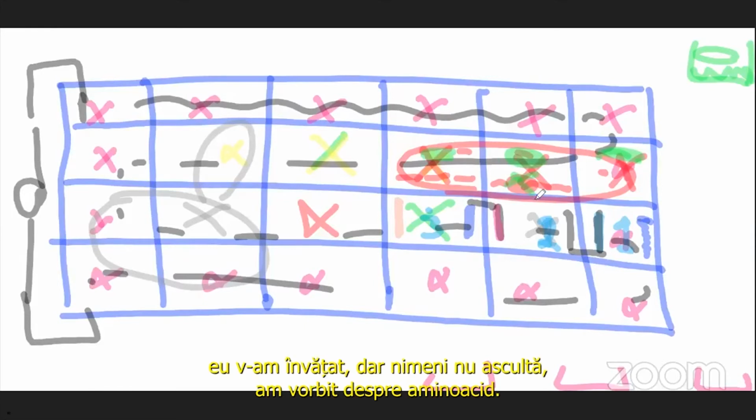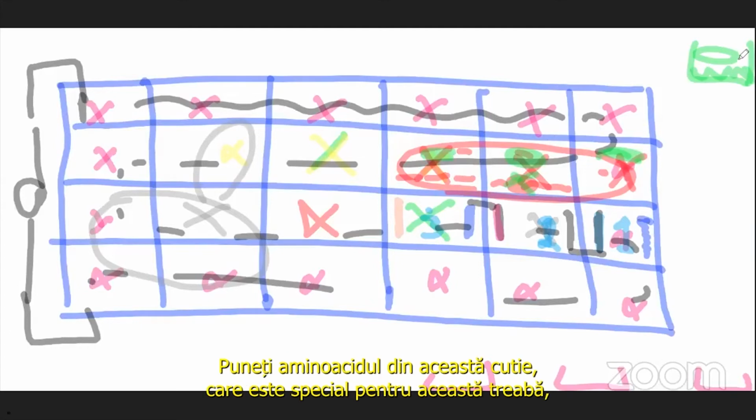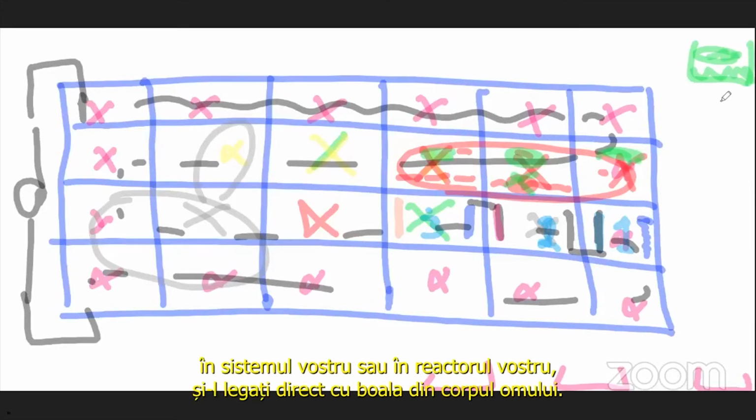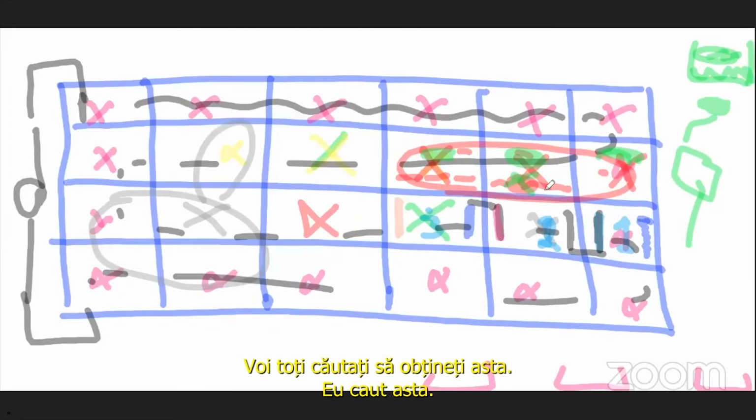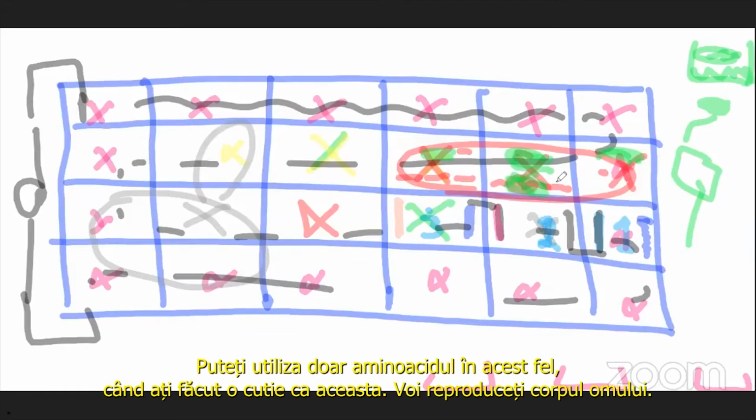I teach, nobody listens. I spoke about the amino acid. You put the amino acid from this box, which is specifically for this job, in your system or in your coil. You link up directly with the disease in the body of the man. All of you go for this. I go for this. You can only use the amino acid in this way when you set up a box like this. You replicate the body of the man.